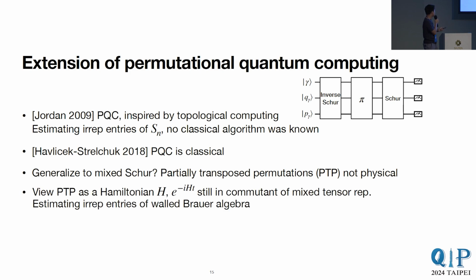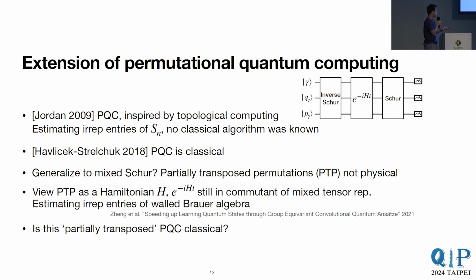A way to get around this is to look at a suitable linear combination of partially transposed permutations, and then we have a Hamiltonian. If we look at the Hamiltonian evolution of this, we still have some operator that commutes with the mixed tensor representation. Now we replace the permutation by a Hamiltonian evolution. This ansatz was actually introduced and used in the regular Schur case in this work by Zhang et al. in the context of variational algorithms.